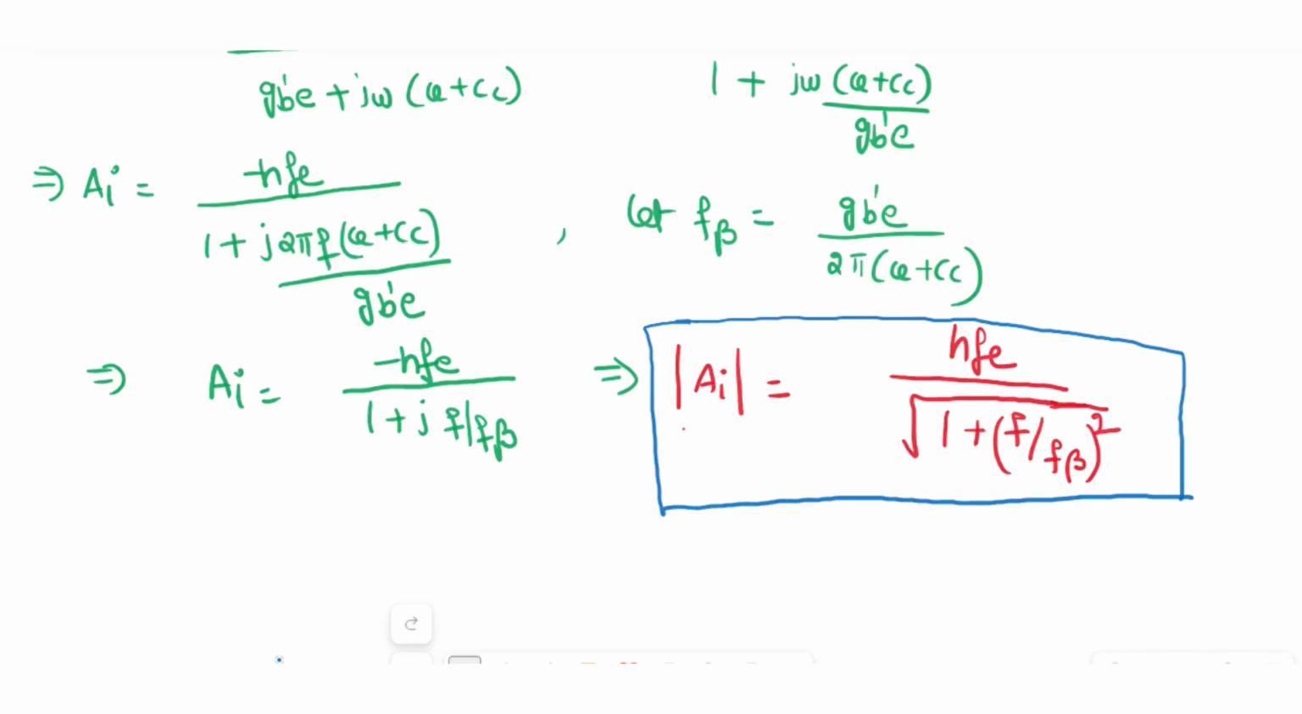So I'll stop here. In the next video, I'll extend this concept. I'll explain what is f beta, and I'm going to explain ft, means the limits of this current gain, where the current gain drops to 1 by root 2, where the current gain becomes 1. I'll explain in the next video.